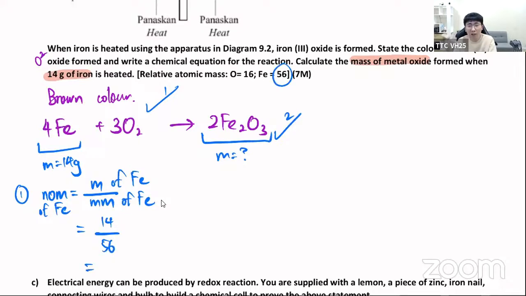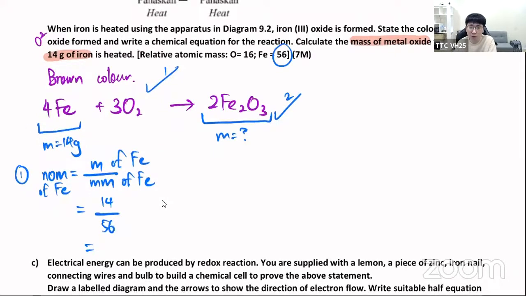Okay, so guys, take your calculator. 14 over 56. What do you get? 0.25, I guess so. This is a quarter of 56. So if you press the calculator, come guys, what do you get? 0.25, correct? Okay. So 0.25, sorry, this is the number of mole. Mole.